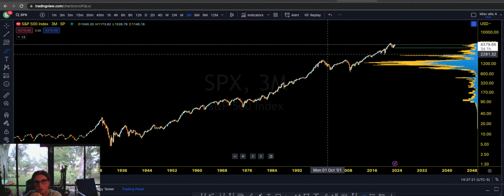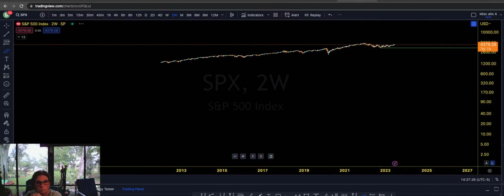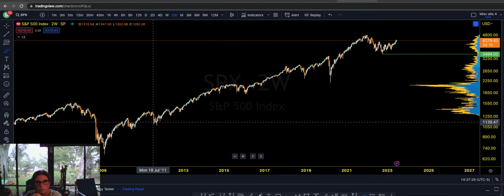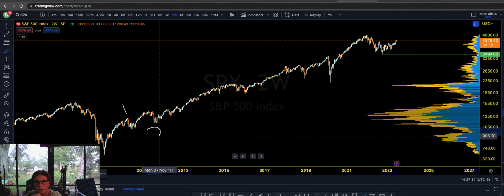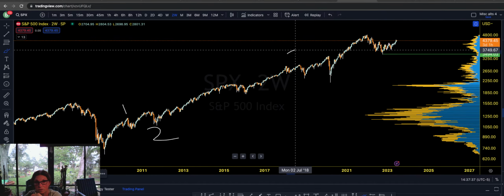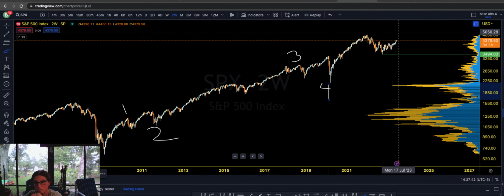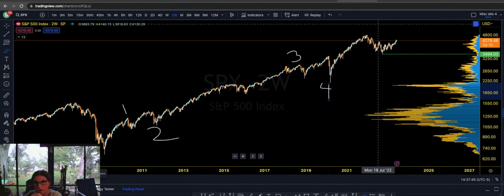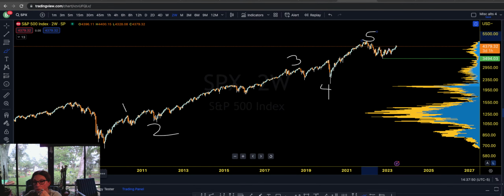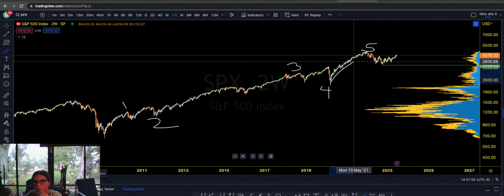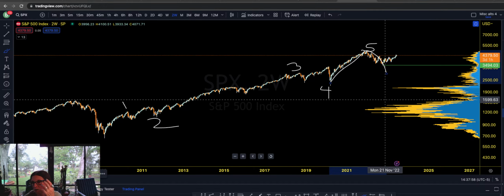Okay. So let's look at this leg here. Pretty obvious, pretty clear. Okay, we've got some kind of 1 and 2 back here. This is a 3. This is a 4. So now the big question is, what's this? Okay, is 5 done? Or is this a 1, and this is going to be a 2 of a big fifth wave? That's the only other option we have.